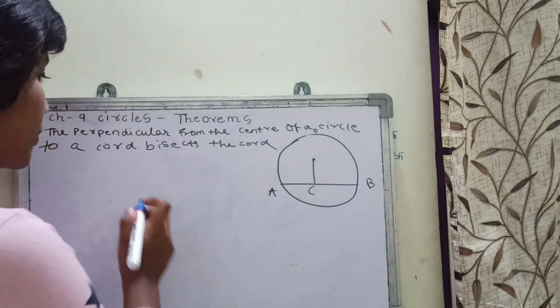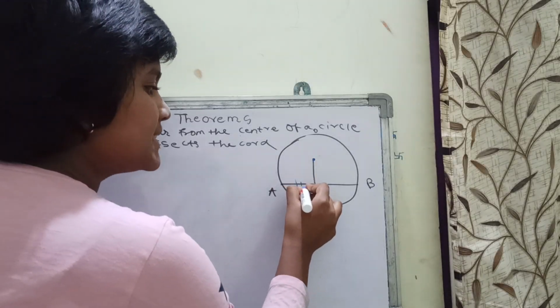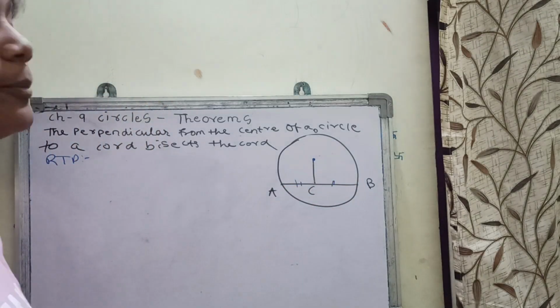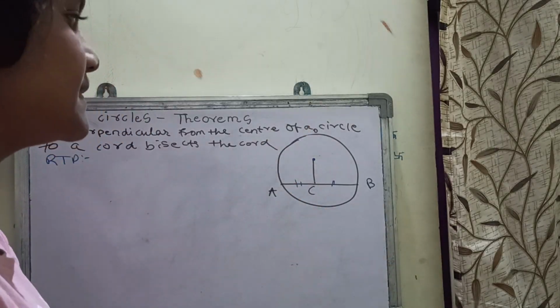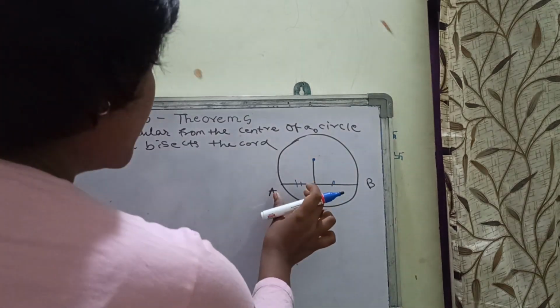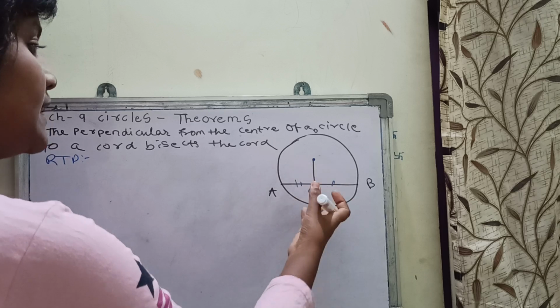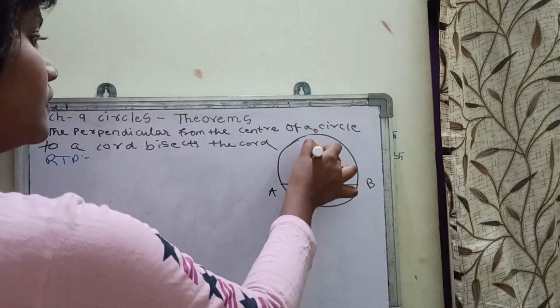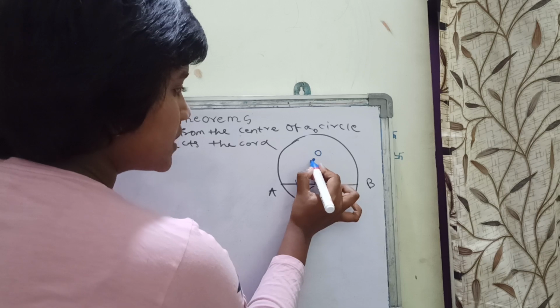So what do we need to prove here? What is the RTP? That AC is equal to CB. We need to prove that this is equal to this. If we prove that these two parts are equal, then we can say that OC bisects AB. So we can draw the construction here.